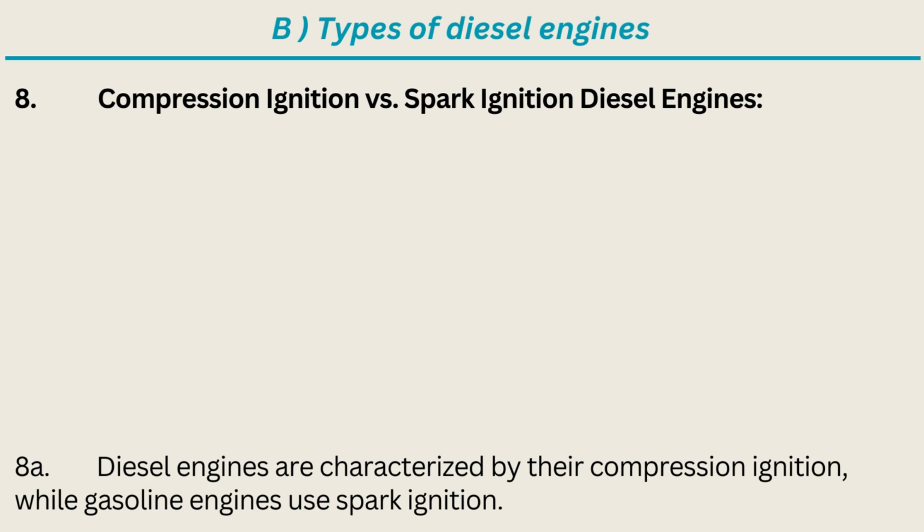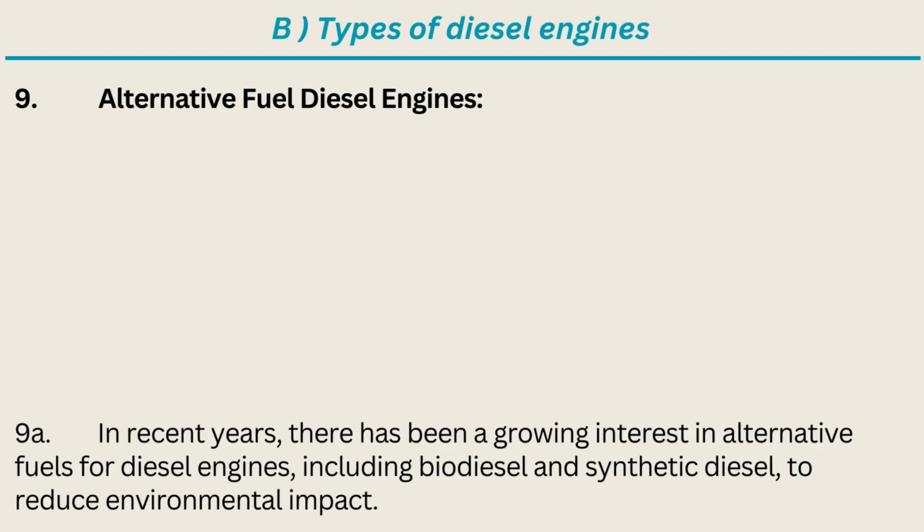8. Compression ignition versus spark ignition diesel engines. 8A. Diesel engines are characterized by their compression ignition, while gasoline engines use spark ignition. 9. Alternative fuel diesel engines. 9A. In recent years, there has been a growing interest in alternative fuels for diesel engines, including biodiesel and synthetic diesel, to reduce environmental impact.